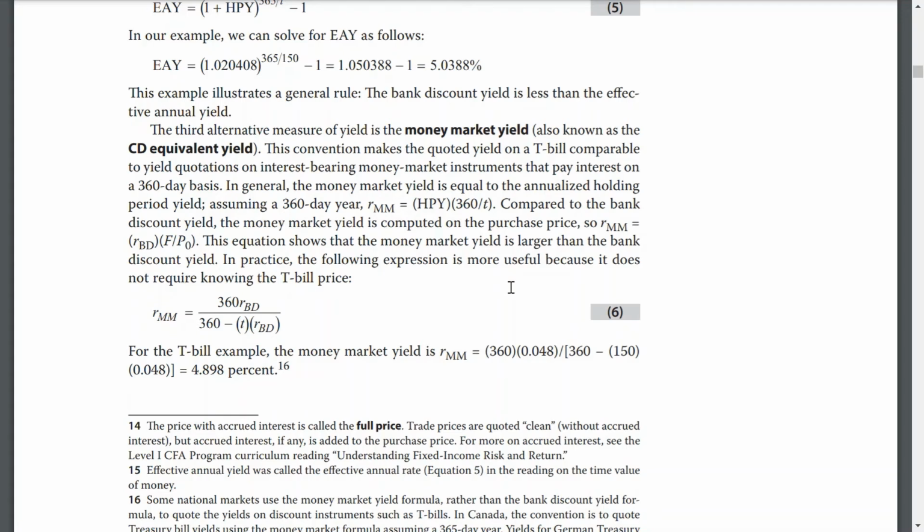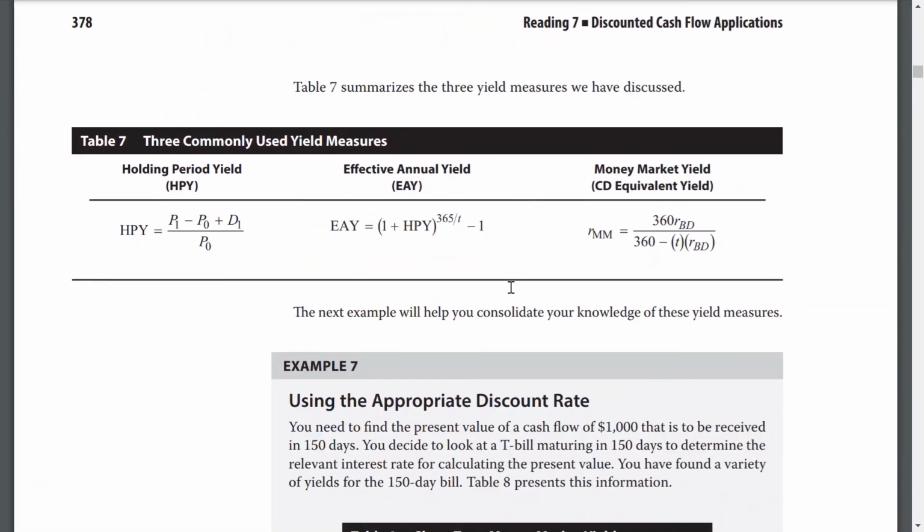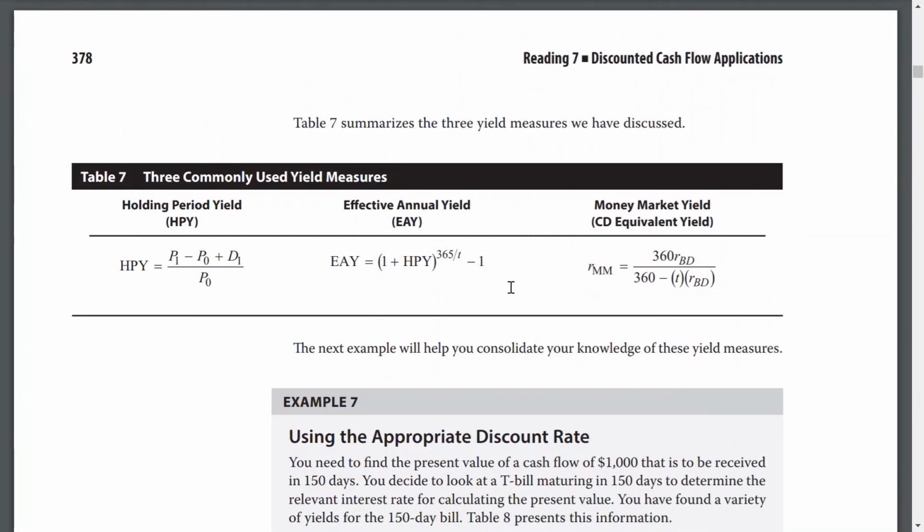So in the T-bill example, the money market yield RMM is equal to 360 multiplied by 0.048, divided by 360 minus 150 multiplied by 0.048, which gives us the interest rate of 4.898%.